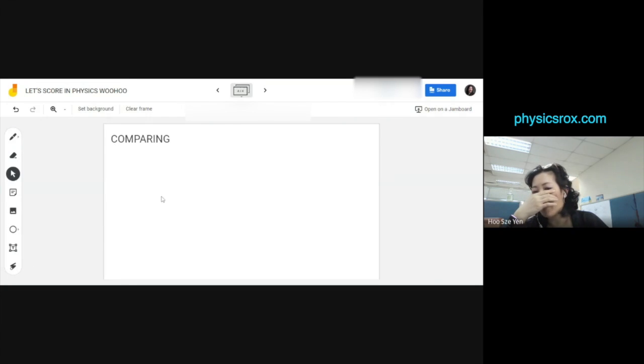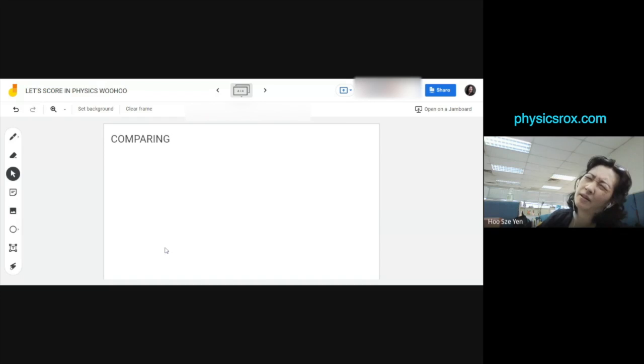Okay, comparing. As you know, physics always has comparing questions in your paper too. Comparing questions always come out either in question 4, 5, 6, at least two or three of these questions, or as an essay question in section B or C. I forgot already, I'm getting confused between your year and last year. I think it's section C. Last year was section B.